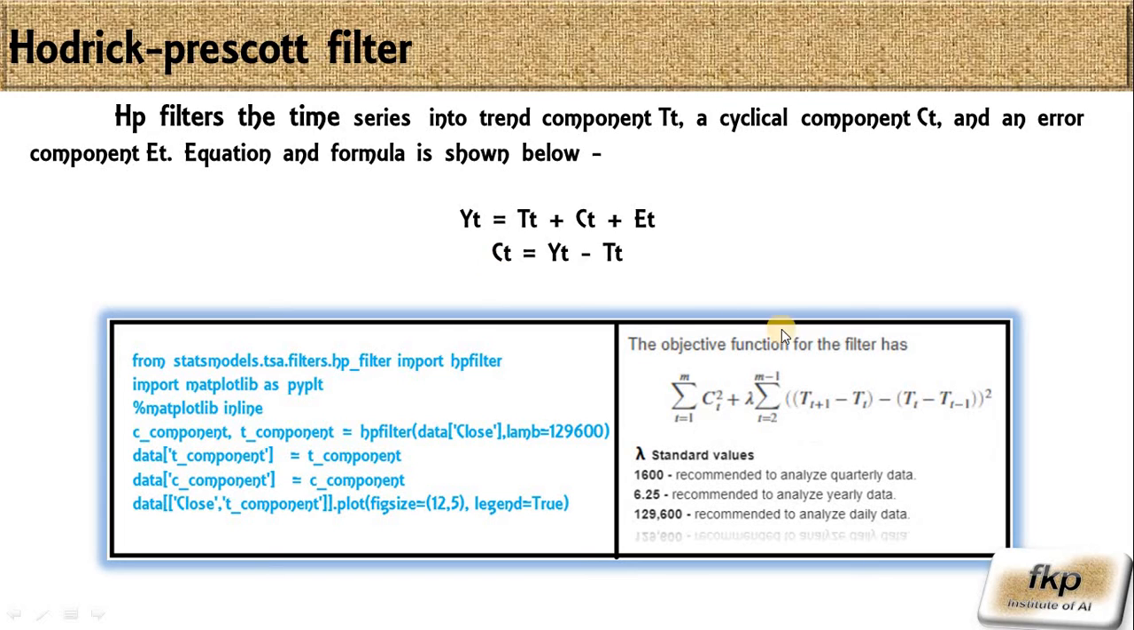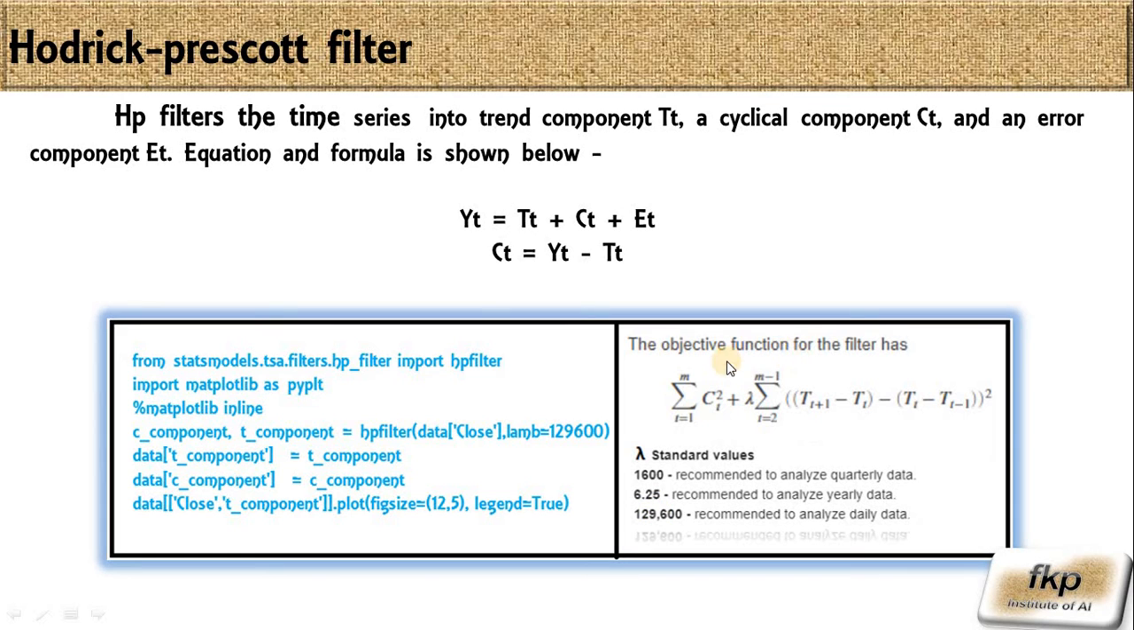So this HP filter uses this particular formula. In this formula, you can observe M denotes the number of samples in the time series, and you can see here lambda. Lambda is called the smoothing factor. These are the recommended values: for quarterly data you need to put 1600, 6.25 for yearly data, and for daily data you need to use this particular value when you are coding for the HP filter.